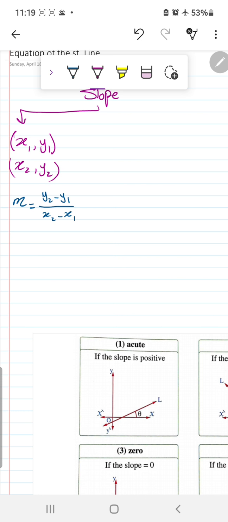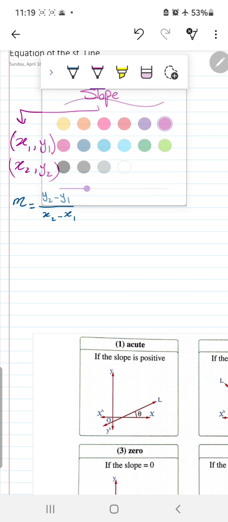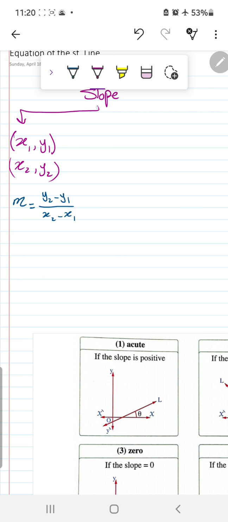And if we have angle theta, and theta here is the measure of the positive angle which the straight line makes with the positive direction of the x-axis, then the slope m will be tan theta.